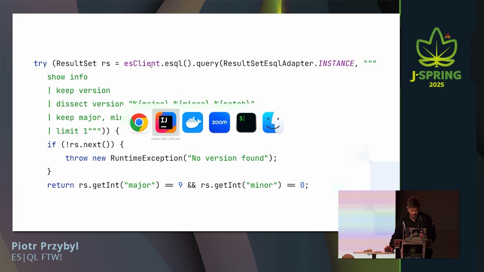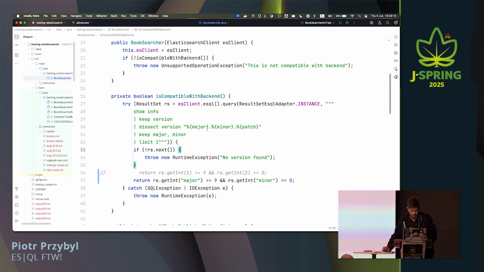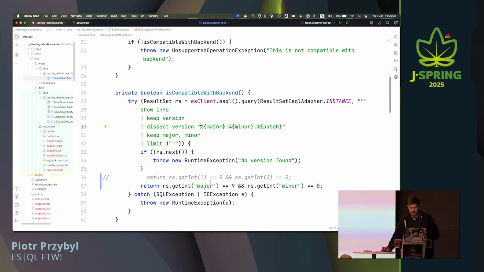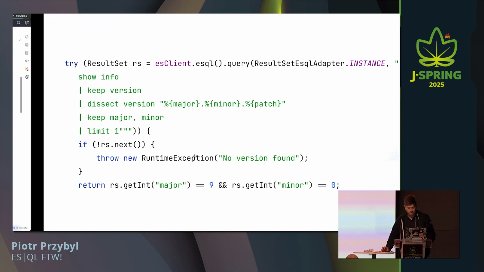Actually, I should have the code in IntelliJ. So yeah, this is the code. See, I have this client, ESQL query. I say result set adapter, which means that this is a result set. Try with resources, very nice. It will get auto-closed and everything. This is the actual query, right? And because I have used this syntax, I can also get the fields like this, like major and minor. In this very example, I check if my service is, for example, able to talk using version 9.0, right? So this is how you can do that, and it's just resultSet.next. I mean, it's idiomatic JDBC code in this regard.